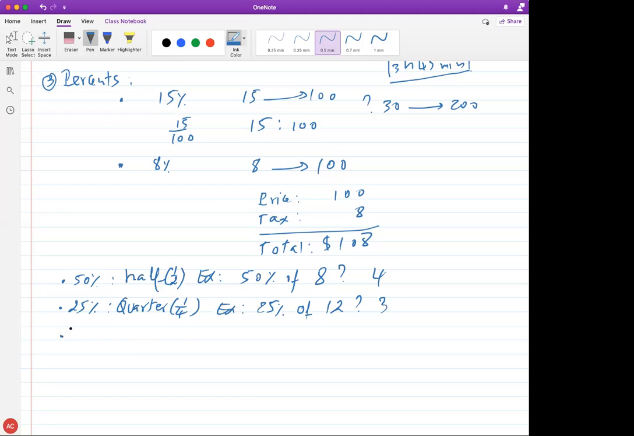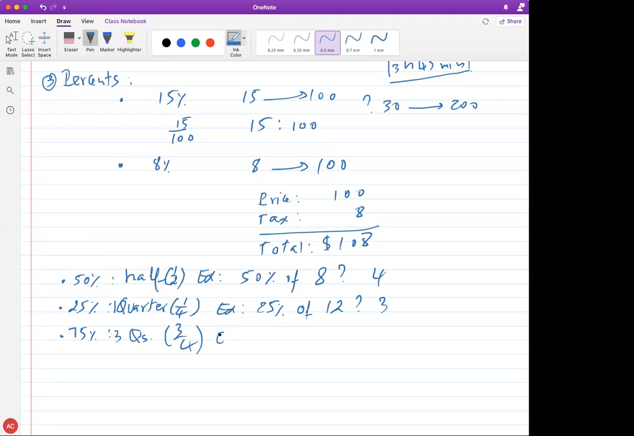Same way, 75%. How many quarters is that? Think about dollars and coins. 75%, how many quarters? 25% of something means 1/4. 75% of it means 3/4, 3 out of 4.